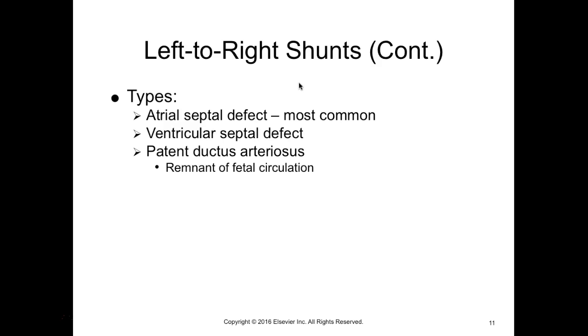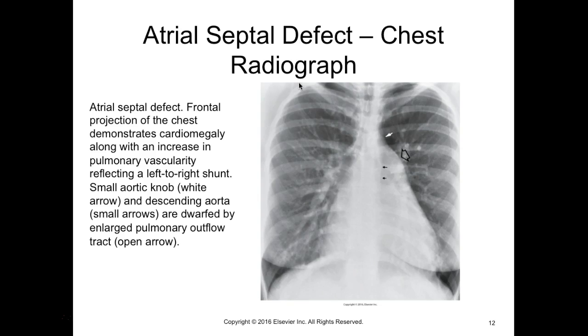There's the ventricular septal defect, and that's kind of a problem because you have high velocity blood coming out of the left ventricle that's going into the right ventricle instead of up the aorta. And there's the patent ductus arteriosus, which is a remnant of fetal circulation.